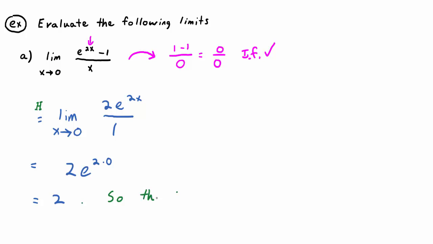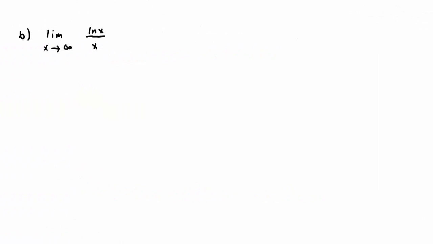So we would actually say that this limit converges to 2. We say it converges when it approaches a single number. Second example. Let's take the limit as x goes to infinity of natural log of x divided by x.